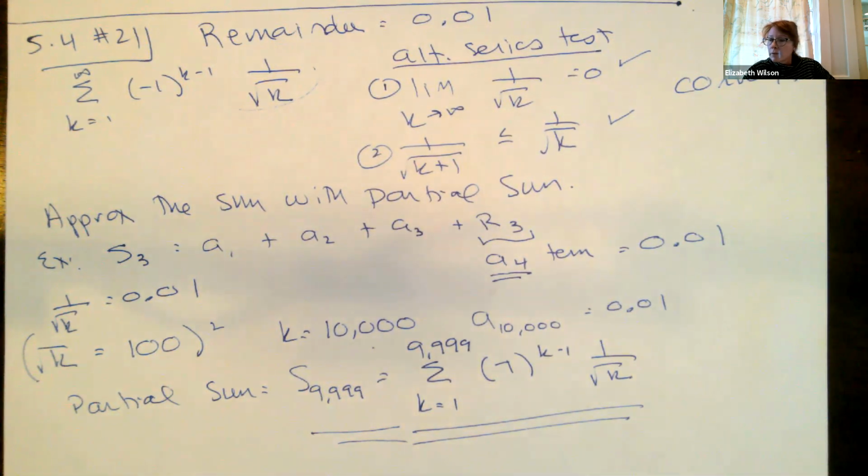So 5.3, 27. These say find a p-series or a geometric series to do a limit comparison test. So number 27, we're given the sum from k equals 1 to infinity of 3 plus cube root of k, all over 7 plus the square root of k. This is the square root of k.